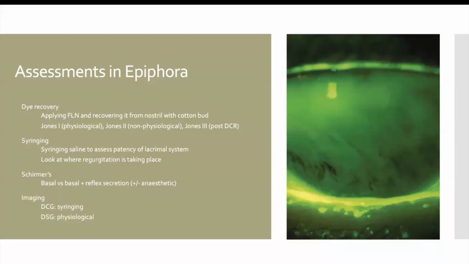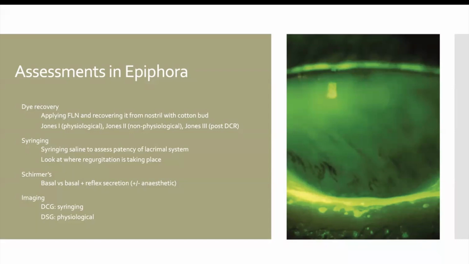Your Schirmer's test, again, you may not see this all the time necessarily in clinical practice, but essentially what you're doing is you're putting a bit of paper on that lower lid and you're trying to see how much of that tear film is being produced. And there's sort of two ways of doing it. You're either going to do it with or without anesthetic. And the idea is you're either going to be assessing the basal secretion.